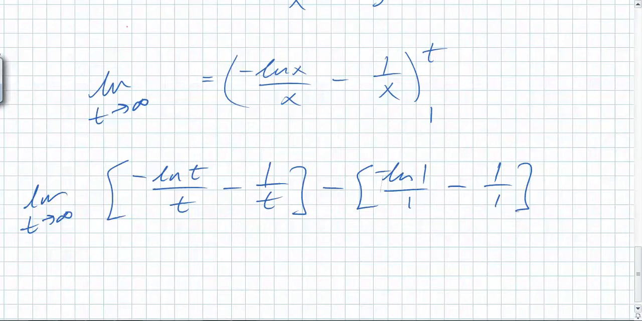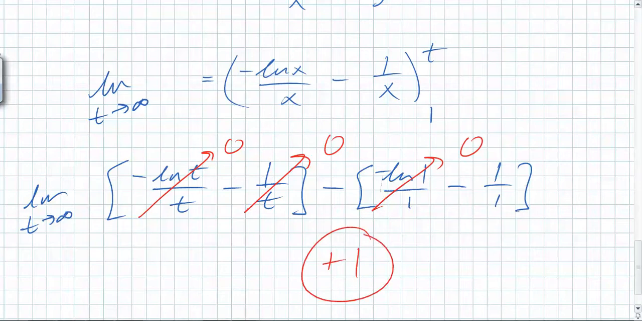So what happens here? What does this go to? And what does this go to? It does go to 0. So you end up with plus 1, which means it's convergent. That's a fun one. We're scared of the simple ones, right, kids?